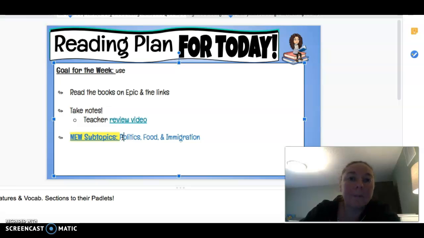Last week on Padlet, some of you only added information for 1 or 2 of the subtopics and not all of them. So you are required to come up with at least 1 piece of information for each of those subtopics, and you have today and tomorrow to do that.